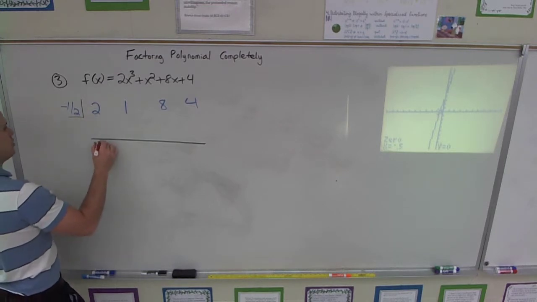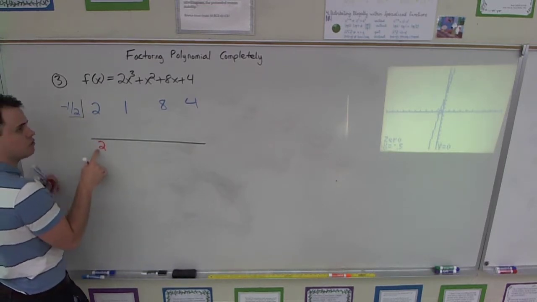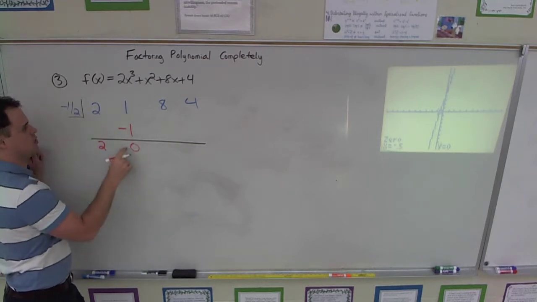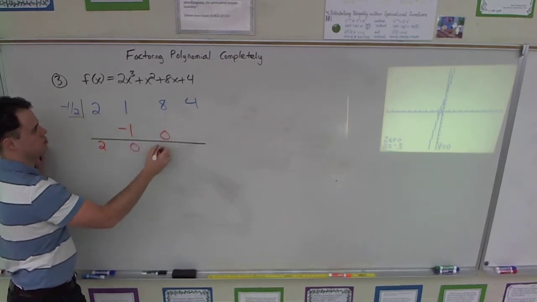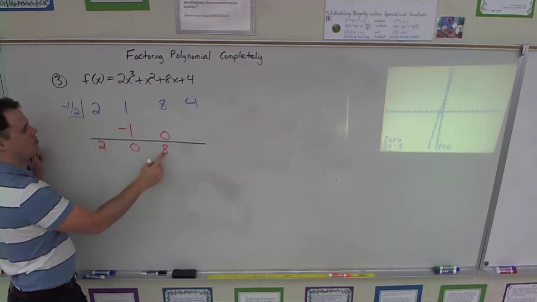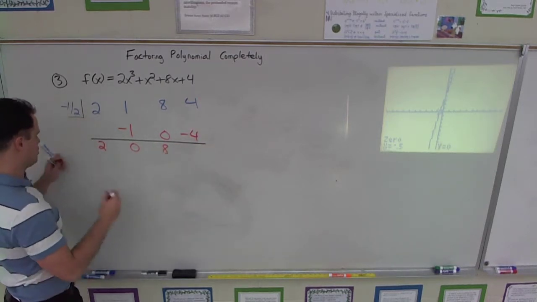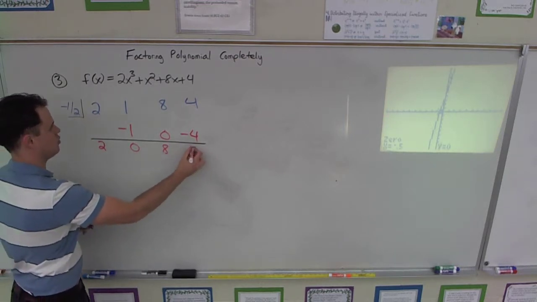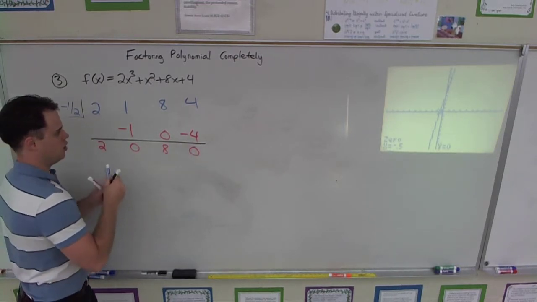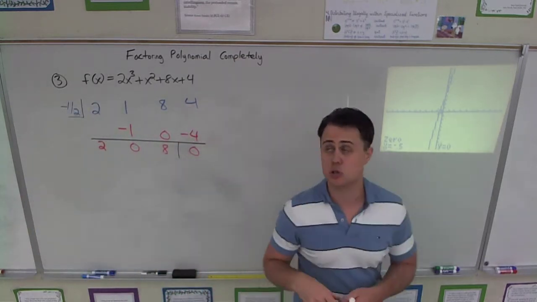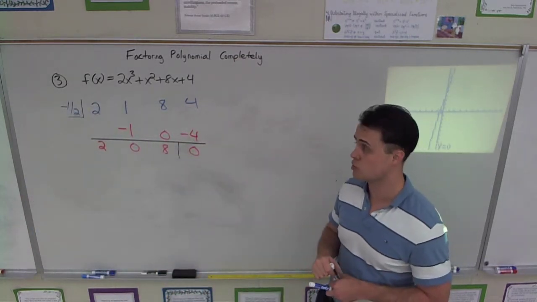So if I bring the 2 down, I'll get 2. 2 times -1/2 is -1. Those add up to 0. That times that is 0. 8 plus 0 is 8. -1/2 of 8, or 8 divided by 2, is 4, and negative. So if we add those up, we get 0. I was expecting that all along. So you might be asking, why did I do it then? Well, I wanted to be extra sure that in fact -2 was a 0.